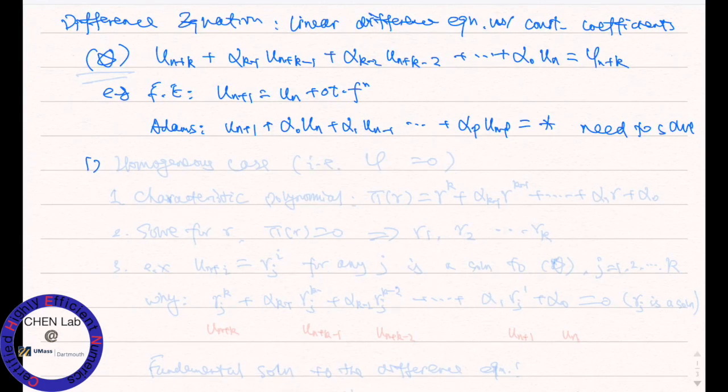So let's first look into the so-called homogeneous case, i.e., the right-hand side is equal to 0, the phi is equal to 0. And the tool here is the so-called characteristic polynomial.